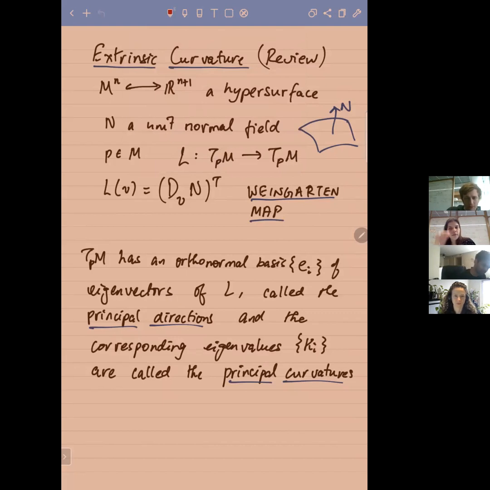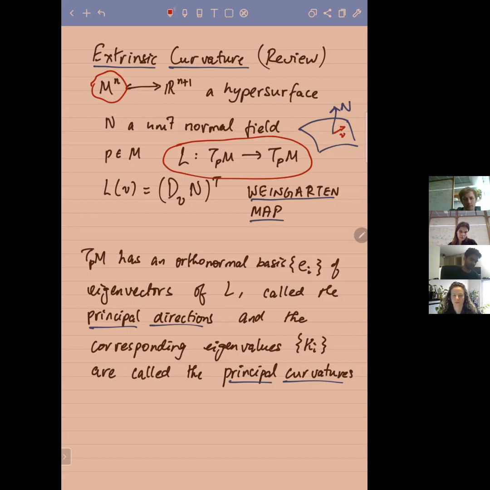In this setting, we'll be thinking about M^n, a manifold of dimension n sitting inside R^(n+1). So it's a hypersurface, and let's say it has a unit normal field, which I label N. You can do with just local normal fields, but we'll assume it has a normal field N. At each point, you have an endomorphism from the tangent space into itself called the Weingarten map, where you differentiate the normal vector in a direction v and then take the tangential component of it. That's the Weingarten endomorphism.